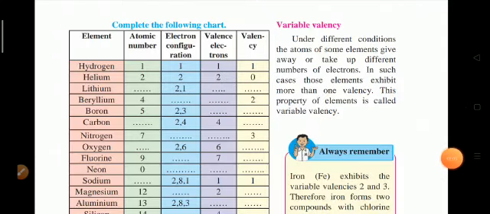What is variable valency? Under different conditions, the atoms of some elements give away or take up different numbers of electrons. In such cases, those elements exhibit more than one valency. This property of elements is called variable valency.